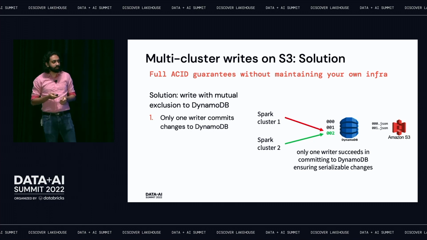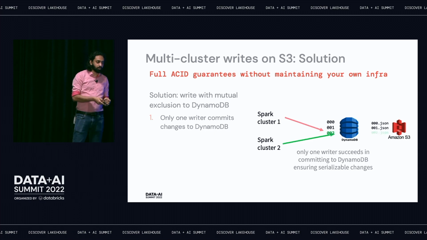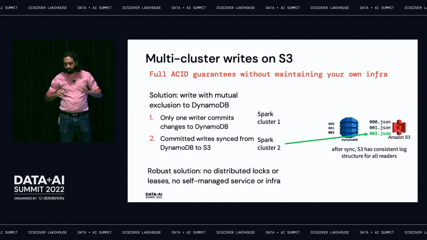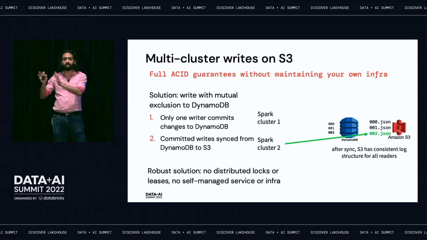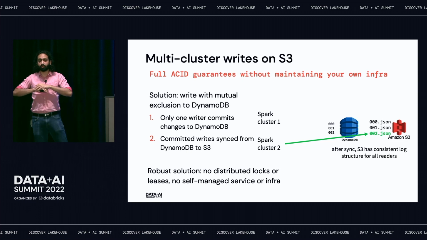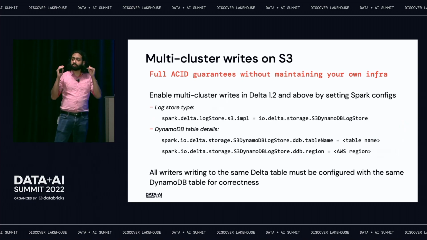So that's what we do. The good thing is that this solution does not require distributed locks, distributed leases, or depend on any self-managed service. It just works out of the box as soon as you configure Spark with these two configurations that use DynamoDB, and here is the DynamoDB table name and details. As soon as you configure that, everything just works.